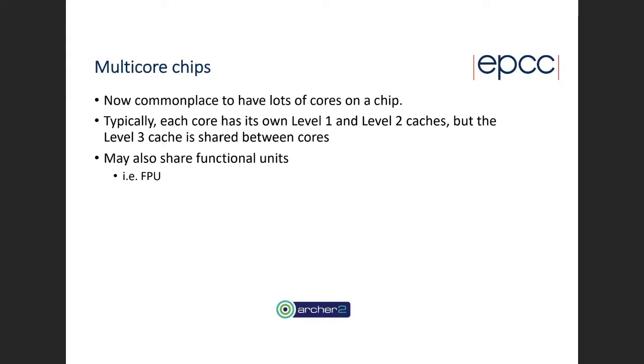There have also been some arguably not very successful designs, or designs not targeted necessarily at high performance computing, where cores share functional units as well. So there have been designs in the past where you have two cores that share some floating point units. The operation of those floating point units gets divided up somehow between the cores, probably dynamically. There are designs like that, but they're not great for high performance computing, so you tend not to see them very much.